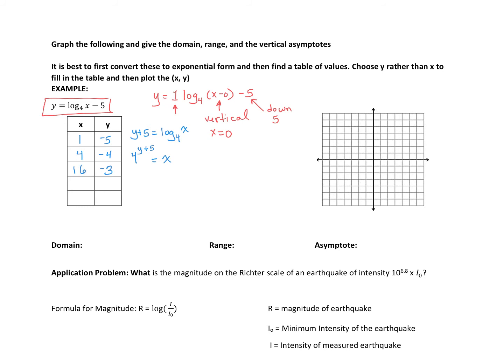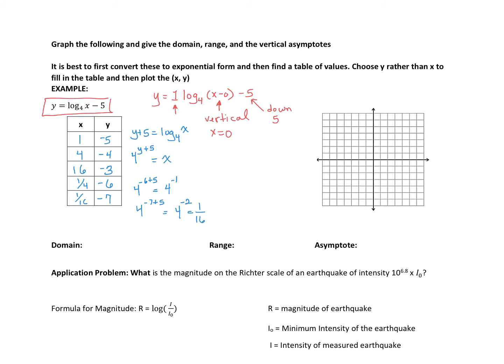And I'll also choose negative 6 and negative 7. So 4 to the negative 6 plus 5 is 4 to the negative 1, or 1/4. And similarly, 4 to the negative 7 plus 5 is 4 to the negative 2, or 1/16.